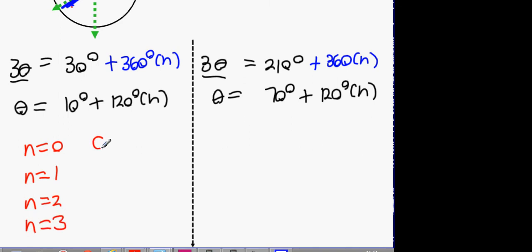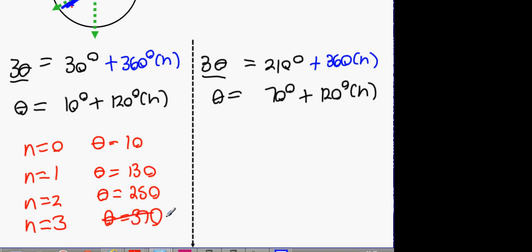Let's find out what theta equals on this side when n equals 0. When n equals 0, it means replace n with 0. 10. Next one. 130. After that, 240 plus 10, 250. After that, too big. 370 is too big, isn't it? Because it's over 360, so that's gone.